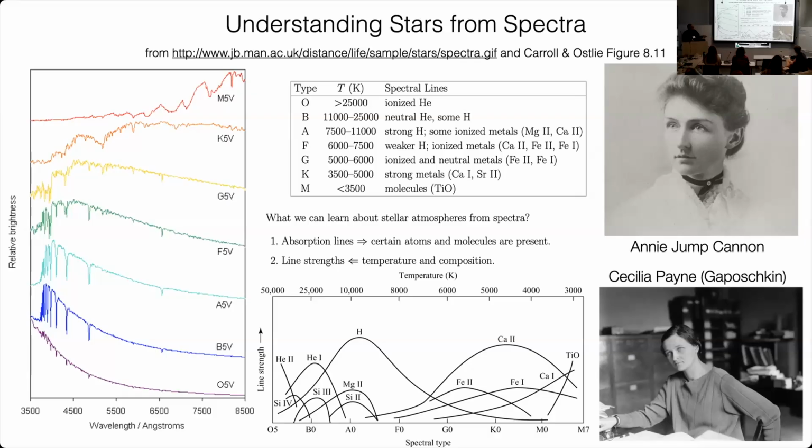So, Annie Jump Cannon is kind of well known, I guess, in astronomy. I think Cecilia Payne is less so. She is someone to know. She really showed that the universe was made of mostly hydrogen and helium, and all stars basically have the same composition, at least to zeroth order.